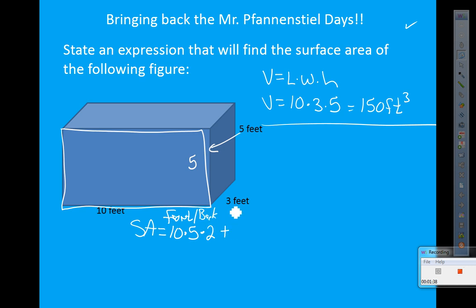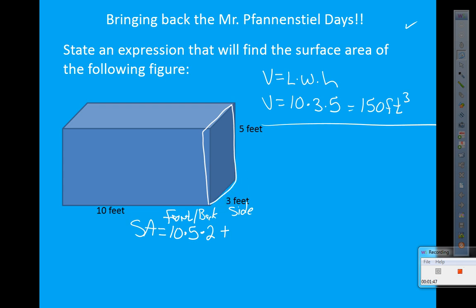Now let's move on to the sides. Let's find the area of this panel right here. Well, it looks like it's 3 by 5. And there's one here, and there's also one over there. So I'm going to double that.